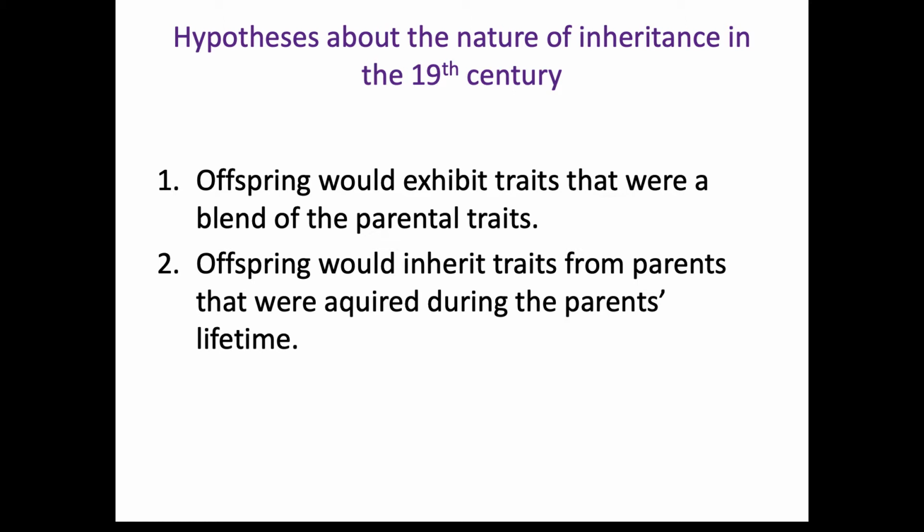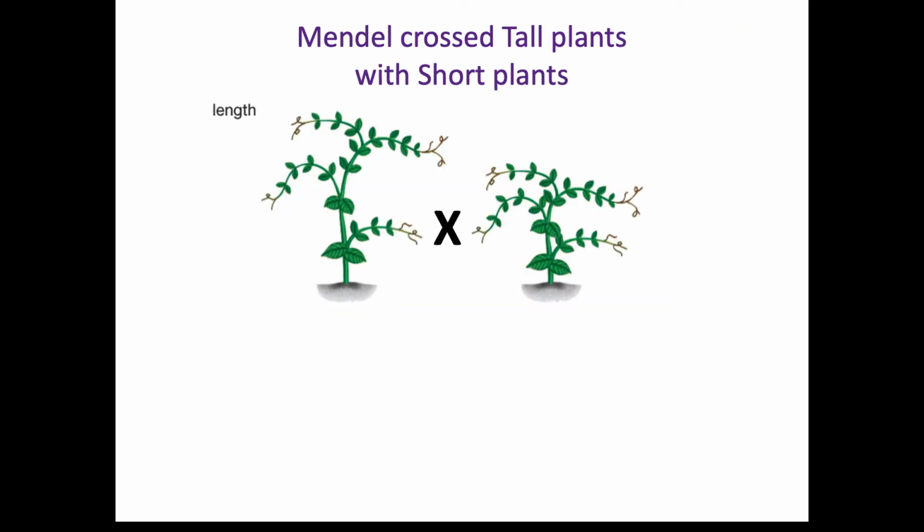Another example might be that if I worked out really hard throughout my adult life and built up a really good set of muscles, that I could pass those great muscles on to my child. So Mendel set out to study inheritance in order to determine whether or not either of these assumptions were true, or whether there might be other rules and other principles governing inheritance. One of the experiments he conducted was to cross the tall plant variety with the short plant or dwarf plant variety.